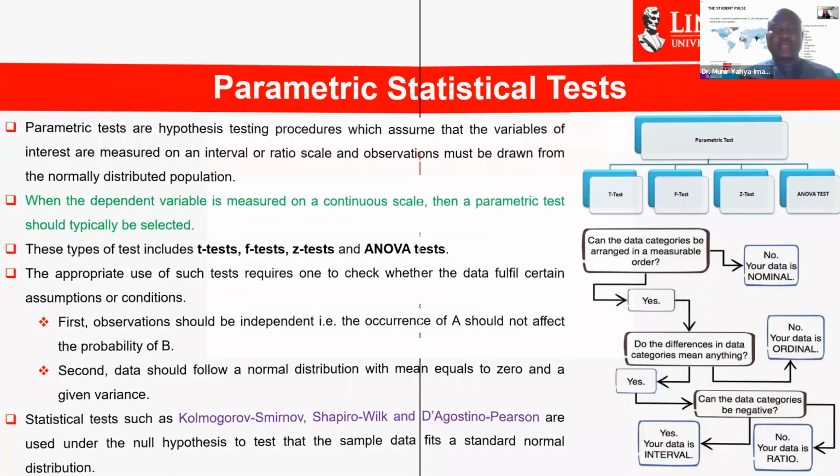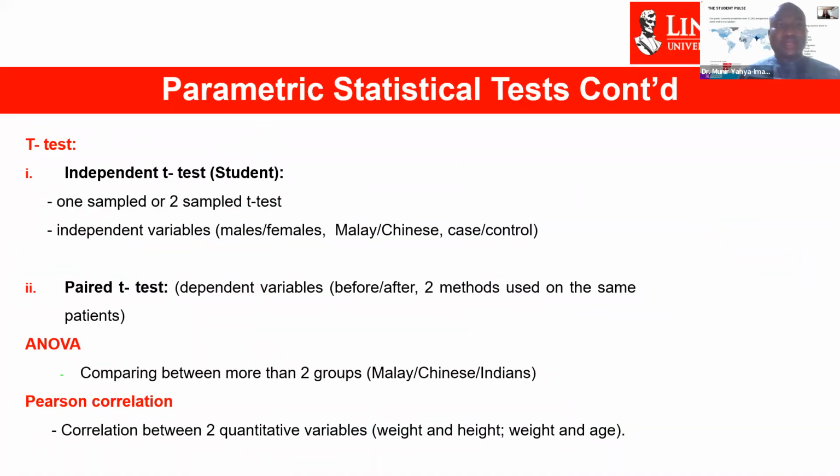Now, let's look at more details on parametric tests. You have the independent t-test, which some also call the statistical t-test. We use this to test one sample or two samples, with independent variables, maybe male and female, or race, for example Chinese, and controls. Then you can also have the paired t-test, which is for dependent variables: before and after, or two methods used on the same patients. Then ANOVA compares more than two groups. For example, in Malaysia you have three races: Malay, Chinese and Indians. Then we have Pearson correlation, which is also part of the parametric statistical tests, and can be used to check for correlation between two quantitative variables, such as weight and height, or weight and age. So these are the tests that can be carried out under parametric statistical tests.